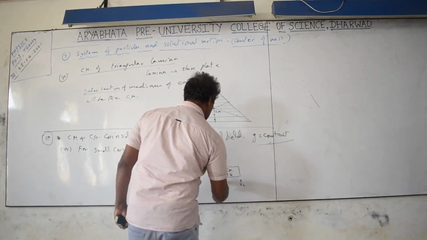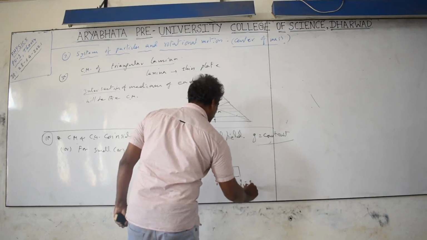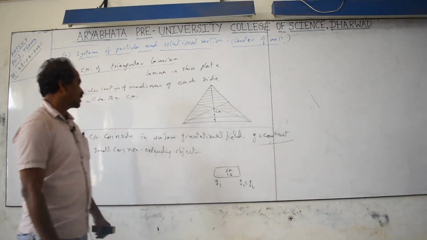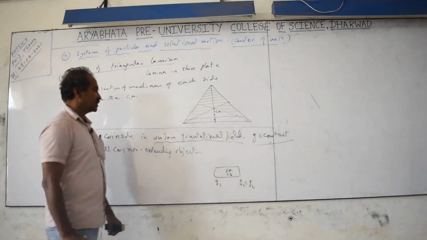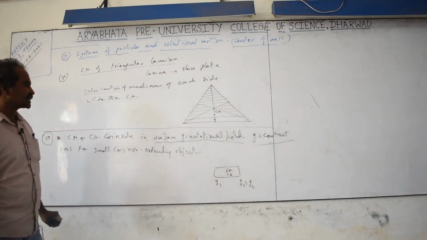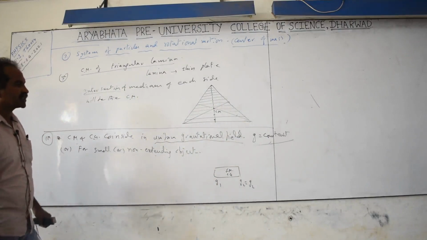This is g2 if I take, this is g1. g1 is equal to g2. That is called a uniform gravitational field. And for small objects, g is automatically constant in that area. In that case, the center of mass coincides with the center of gravity.